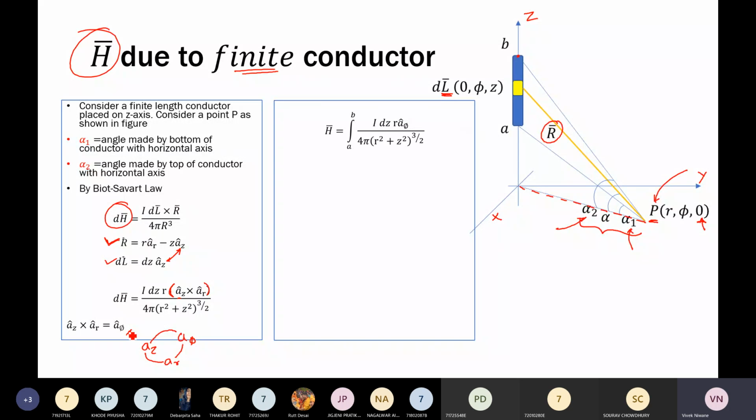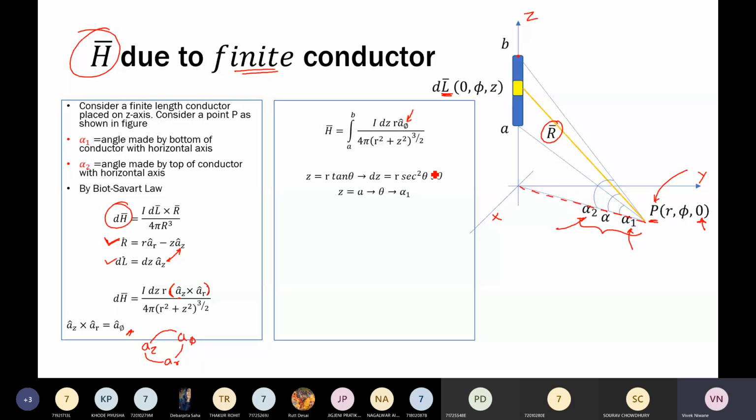So we have rewritten our expression as H bar is equal to, now we want the complete magnetic flux density, integration a to b, that is the length of the conductor, I dz r a phi cap, we have replaced the bracket, upon 4 pi (r square plus z square) raised to 3 by 2. Now we want to make some assumptions over here to solve this integral. Let us assume that z is equal to r tan theta, therefore this gives us dz is equal to r sec square theta d theta. Now let us try to get the limits.